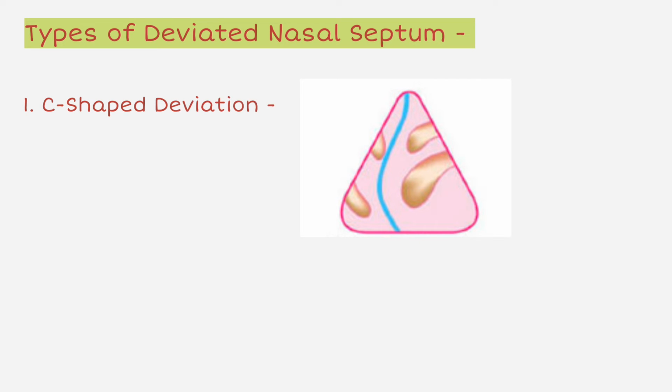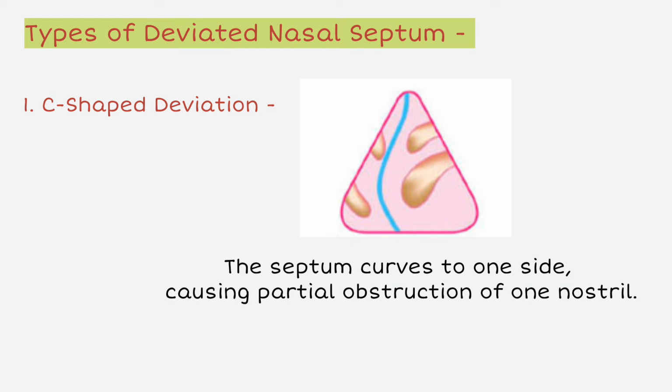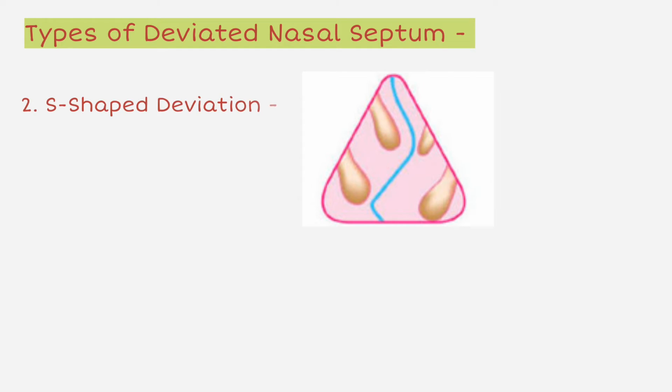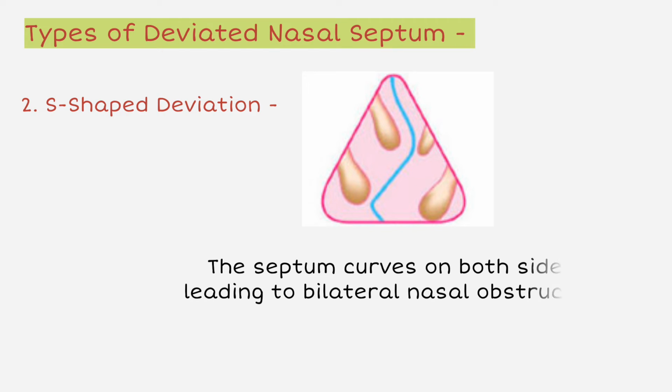Types of deviated nasal septum. 1. C-shaped deviation. The septum curves to one side, causing partial obstruction of one nostril. 2. S-shaped deviation. The septum curves on both sides, leading to bilateral nasal obstruction.